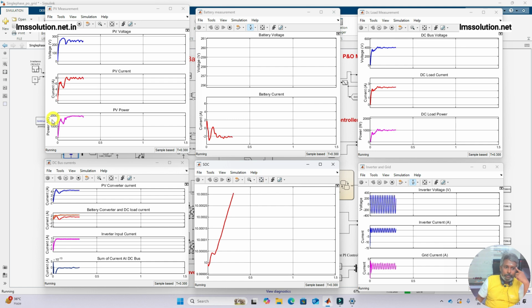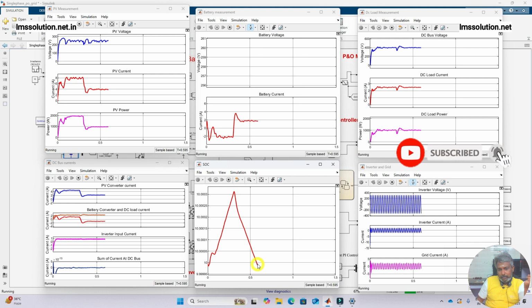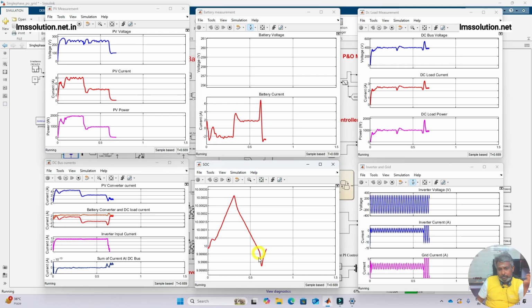Initially the PV power is 2000 watts. After 0.3 seconds the irradiation changes from 1000 to 500, then the PV power comes to 1000 watts per meter square. Now you can see the battery charging during the first condition. For the second condition, the battery goes for discharging, while the SOC is more than 10 percent. Now you see the SOC of the battery comes to less than 10 percent, and the PV power comes to 0.